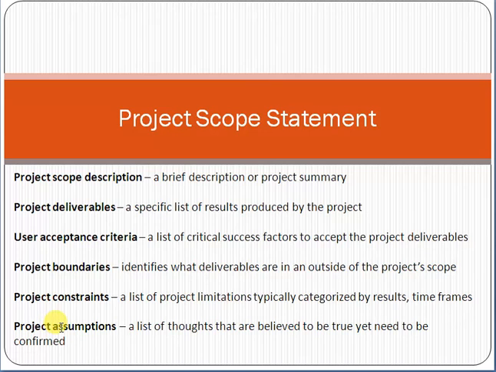Next is the project assumption. Project assumptions are things which can be true or can be false. Let me give an example. You assume that when the vendor reaches the customer side, internet connectivity will be available. This is an assumption. It can be true, it can be false. All these types of assumptions should be mentioned in the scope statement.